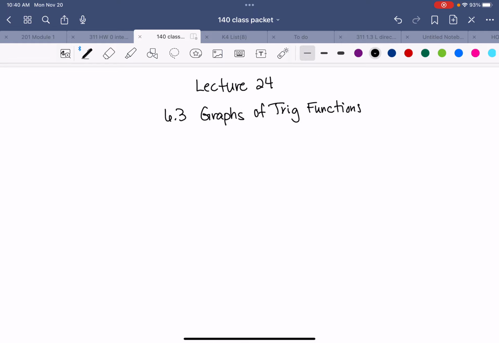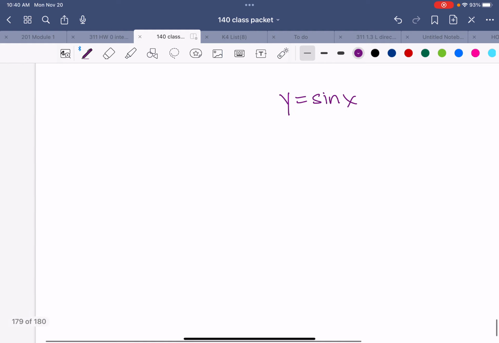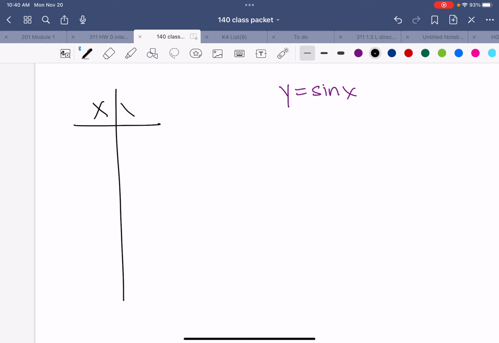So we want to know, what do these trig functions look like when we graph them? Okay, we know what they look like on a unit circle. We know how to find values, but what does this look like on a graph? So if we start with y equals sine of x, well, in order to graph a function, we know we can start by using a table of values. So let's do that.